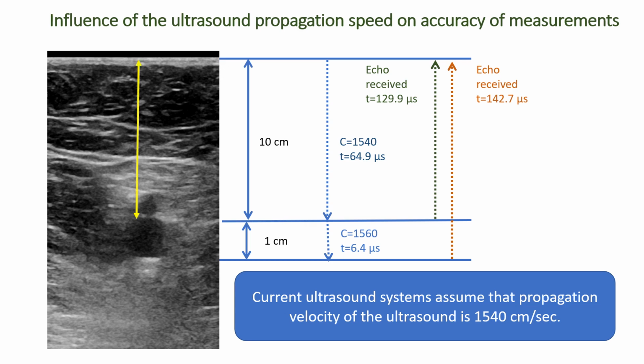Thus, an ultrasound system will underestimate the vein diameter. This measurement error is relatively small, just 2%. However, it may become clinically relevant, for example, when looking at the aortic aneurysm growth over time.